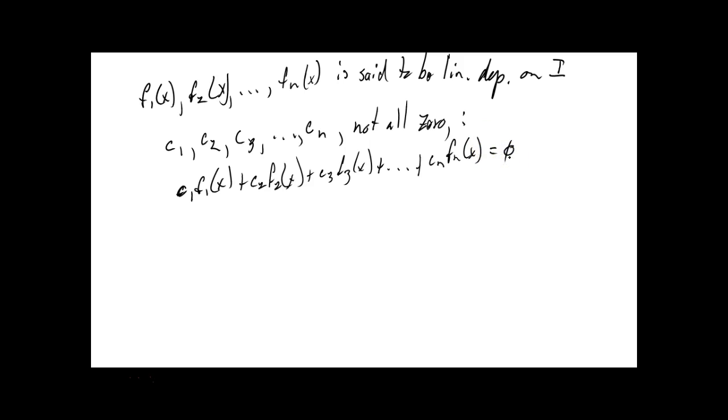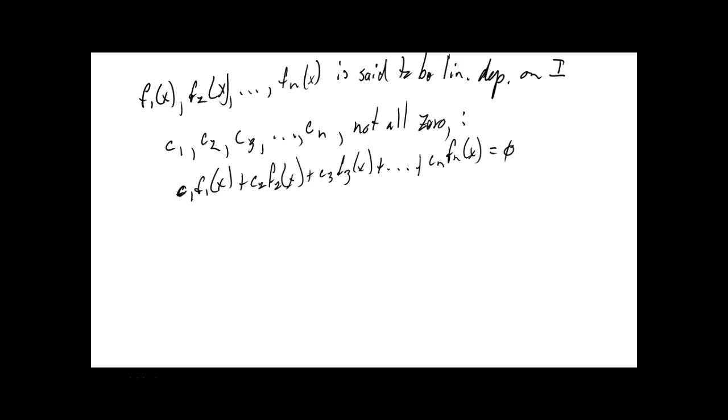Okay, now what do we mean by this? Linearly dependent if you can find some set of coefficients, not all zeros. Certainly if you pick all these zeros, then that's guaranteed to be 0. But you've got to have at least one of these that's not 0, and yet the linear combination of these times the functions is equal to 0. Then we say that this set of functions is linearly dependent.